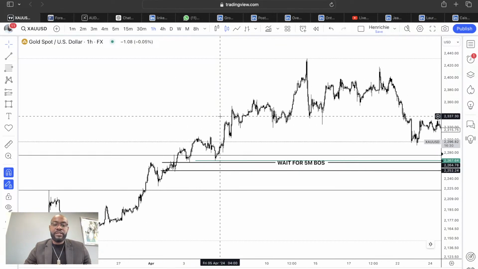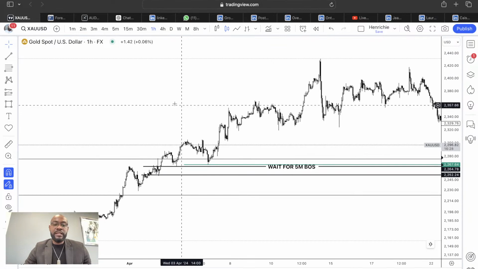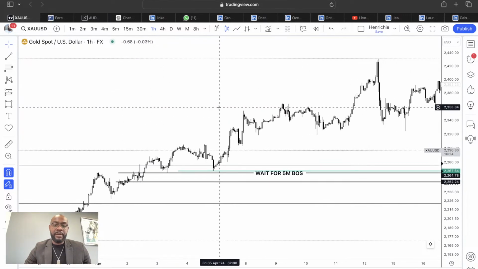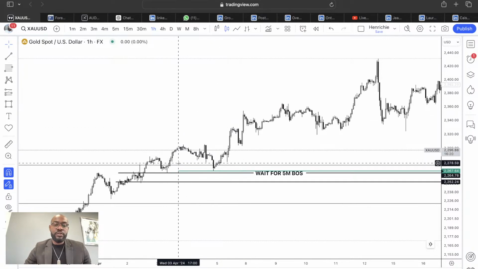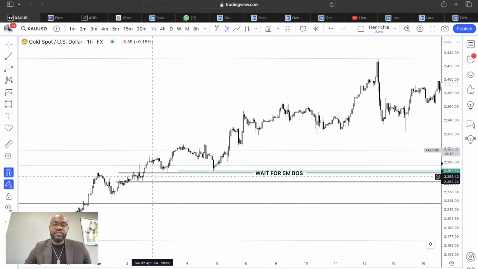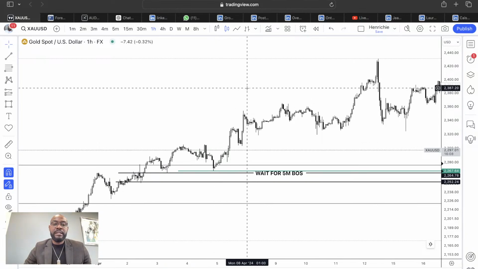So the reason is because the sell side liquidity is untapped, and until that gets tapped, that is the only time I'm going to be looking for entries into the marketplace for gold to continue higher. So right here still remains my point of interest. Inefficiency here, low resistance, liquidity resting right here as well. So if the market should come down here and I see a 5-minute shift in market structure from this key level, then I'll be looking for a buy.